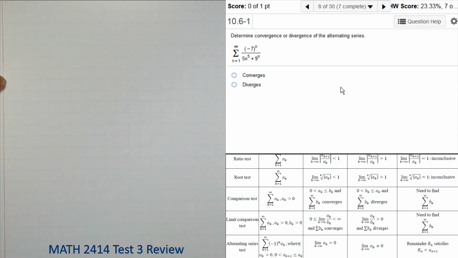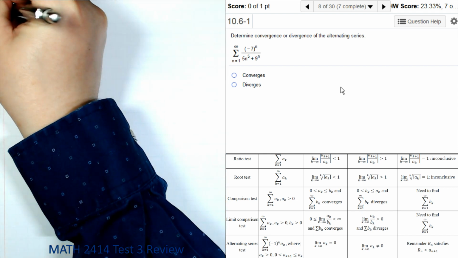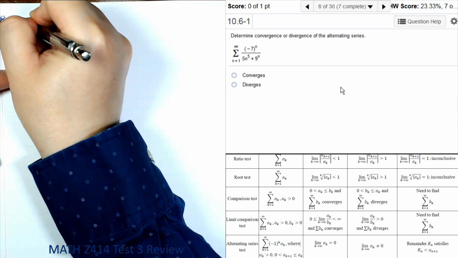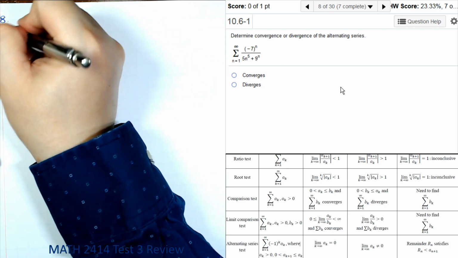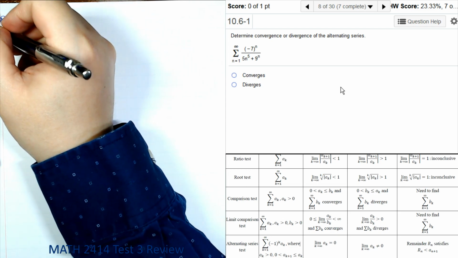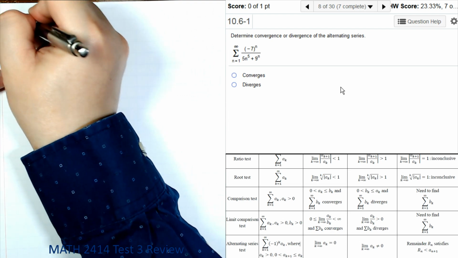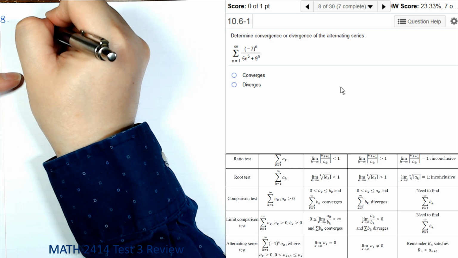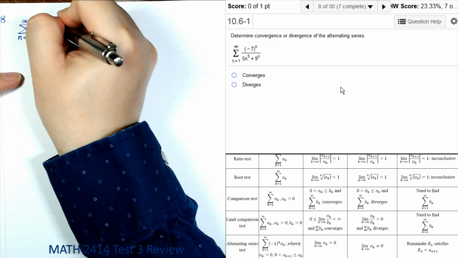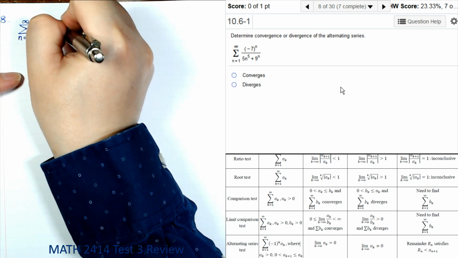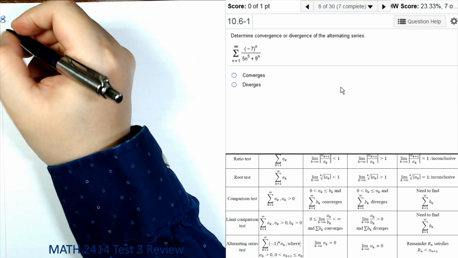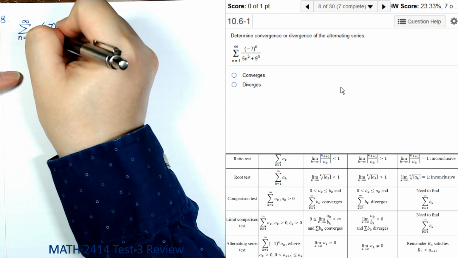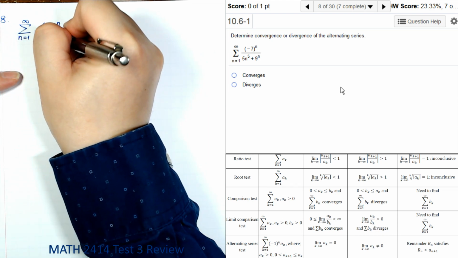This is number 8. Convergent or divergent. And we have this series. Oh, we said alternating series. Okay. -7 to the n over 5 n to the 5th and 9 to the n.